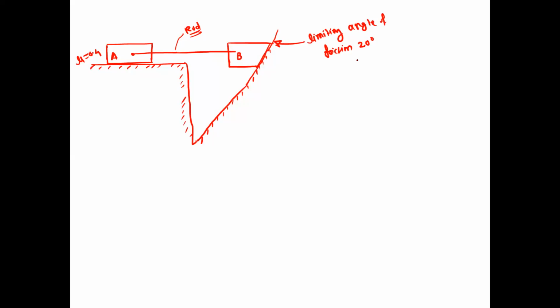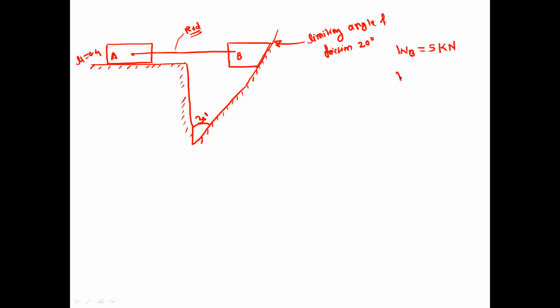From this limiting angle of friction, we can find out the coefficient of friction. So you must know the relation between the coefficient of friction and the angle of friction. Then the inclination of the plane is 30 degrees. And the question is, what is the smallest weight W of the block A for which the equilibrium of the system can be maintained if the weight of block B is 5 kilonewton. So the weight of block B is given, equal to 5 kilonewton.